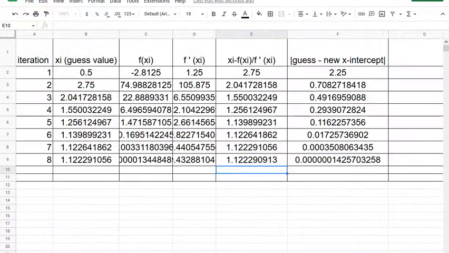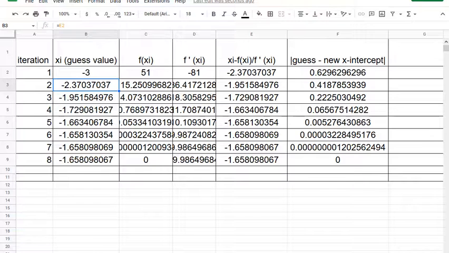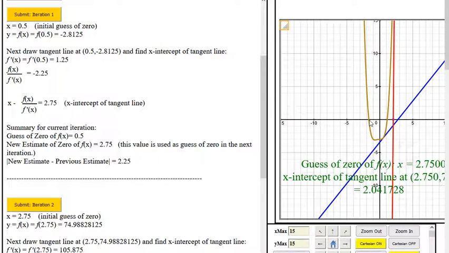So go back to the spreadsheet, and in the place of the initial guess, put -3. And everything will get updated automatically. And so that x-intercept is about -1.658. Right here is -1.658.